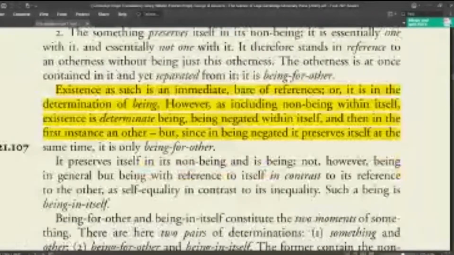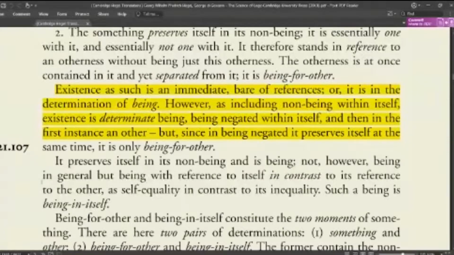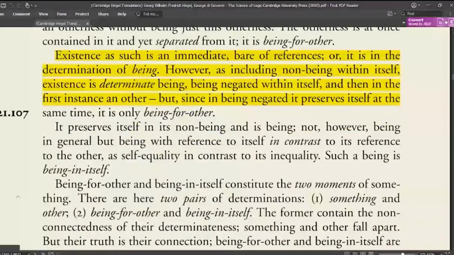Where was I? Being for other. Existence as such is an immediate, bare reference, or it is in the determination of being. However, as including non-being within itself, existence is determinate being negated within itself, and then in the first instance an other. But since in being negated it preserves itself at the same time, it is only being for other. Just a further explanation. It preserves itself in its non-being and is being, not however being in general, but being with reference to itself in contrast to its reference to the other, as self-equality in contrast to its inequality. Such a being is being in itself.